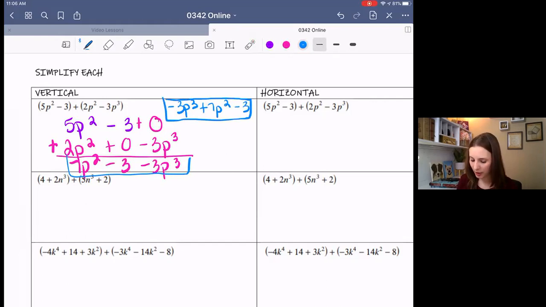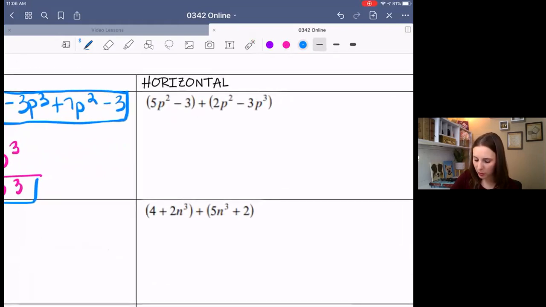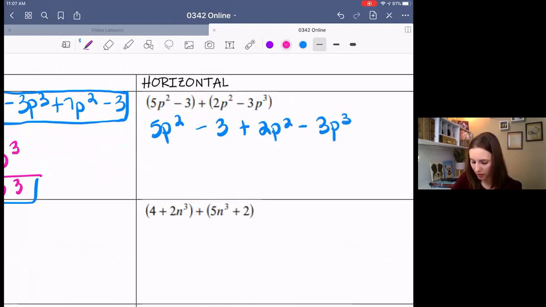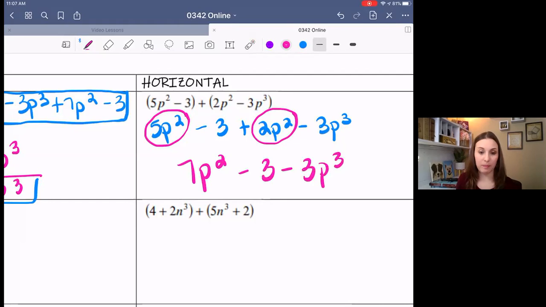And then horizontally, since we have addition, I can just drop the parentheses because none of the signs are going to change. I have 5p squared minus 3 plus 2p squared minus 3p to the third. And basically what I do here is I kind of circle like terms. Those are my only two like terms, so I'm going to add those. And then everything else just stays the same. So in either case, you get the same answer. It just looks a little different.